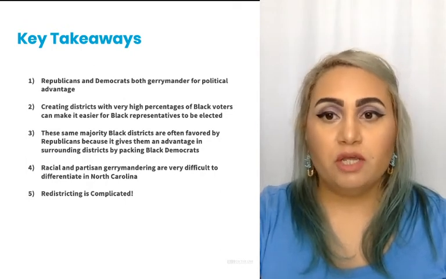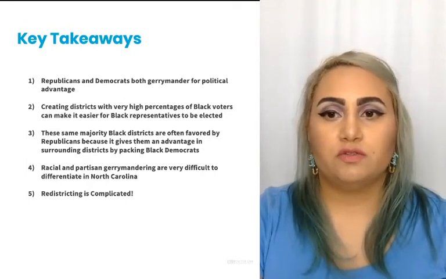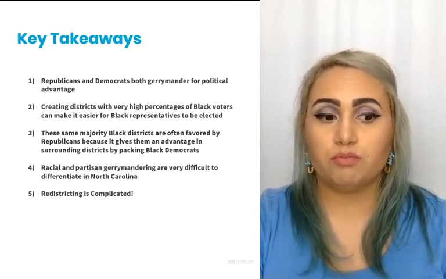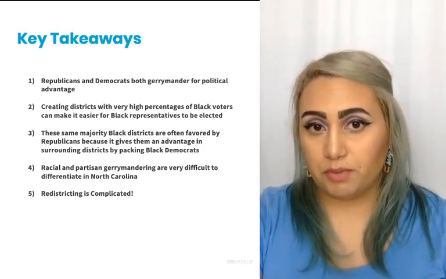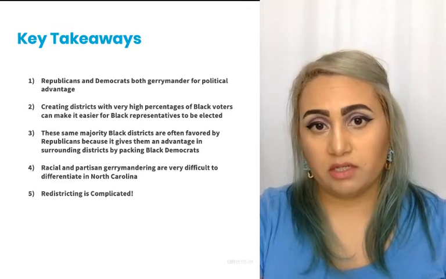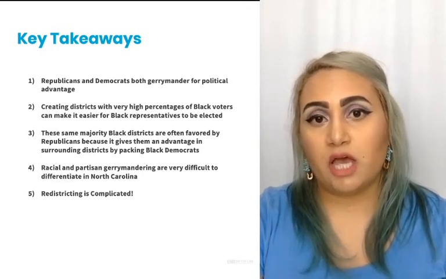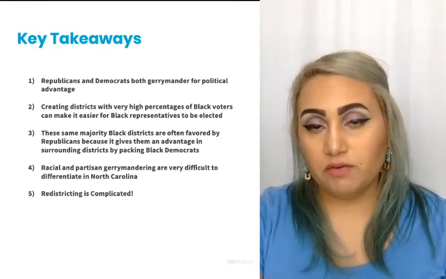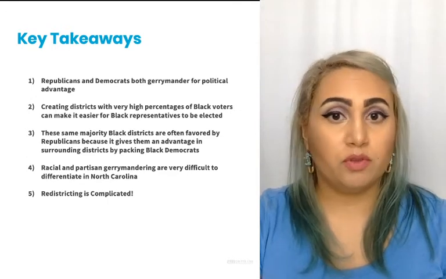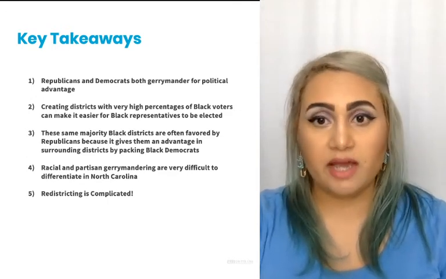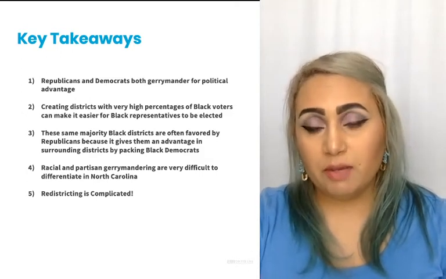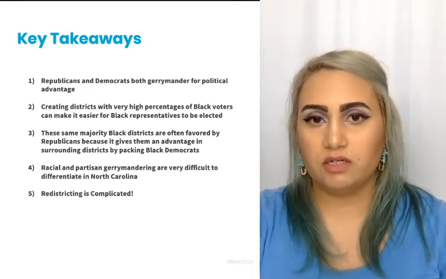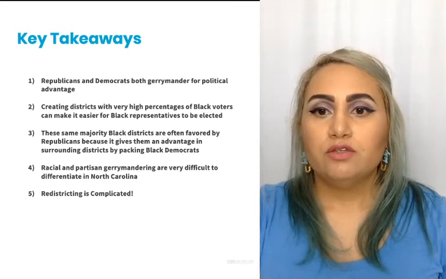Fourth, racial and partisan gerrymandering are very difficult to differentiate in North Carolina. It's just a fact that most Black voters identify party-wise as Democrats and vote for Democrats consistently. That means that when you use the excuse of saying, okay, it's not racial gerrymandering, it's just partisan gerrymandering, and the people in the district just happen to be majority Black, it's very hard to tell whether that's happening, and courts often default to taking the legislature's word for it because it is so difficult to untangle.